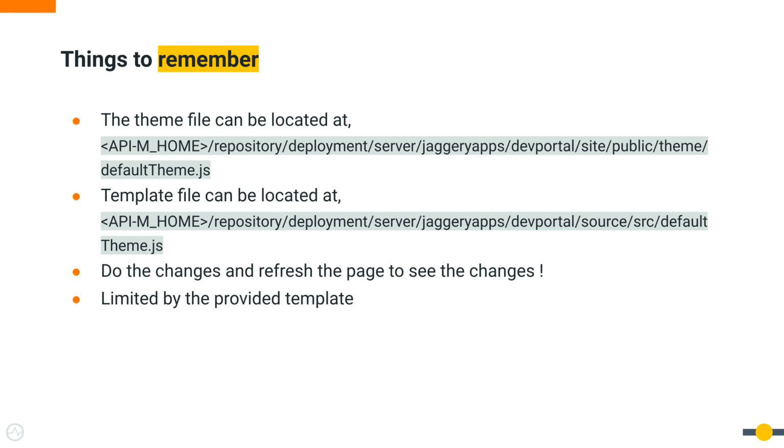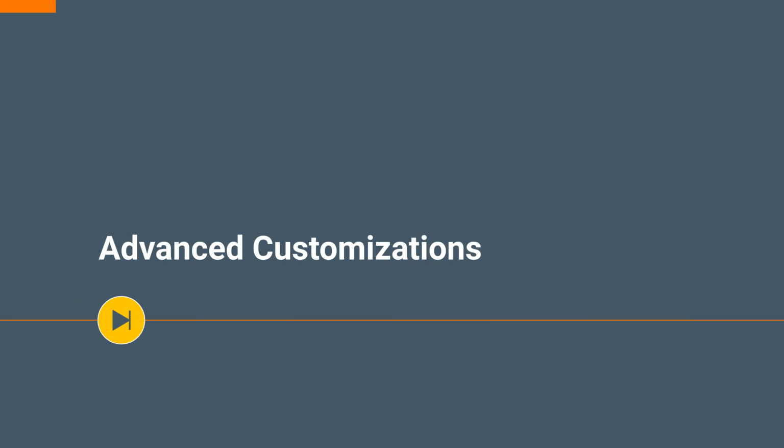To summarize the basic customizations, the default theme file is located at site public theme directory. All you have to do is locate the overriding attribute from the template, add overriding attributes to the theme file, and refresh the browser tab. The basic customizations are limited by the given template. In order to perform more customizations, let's get into the advanced customizations.